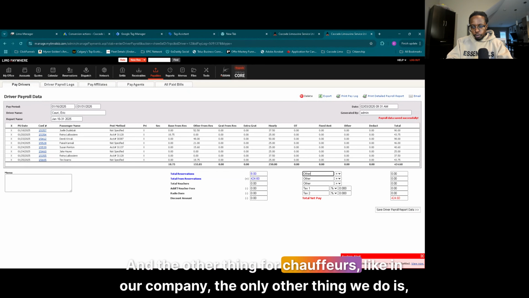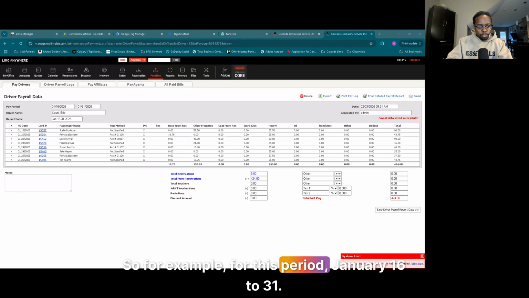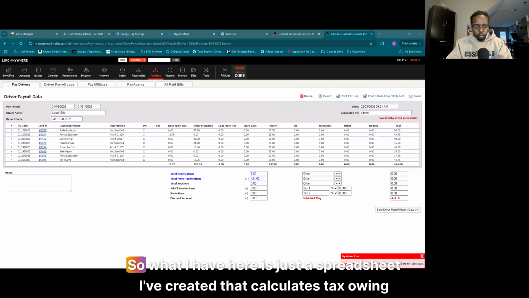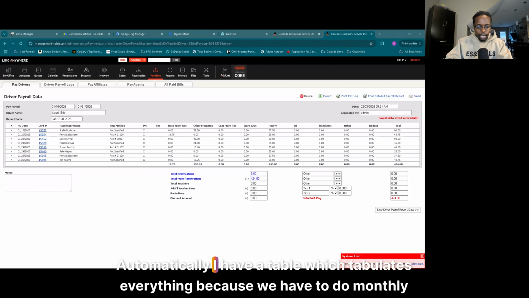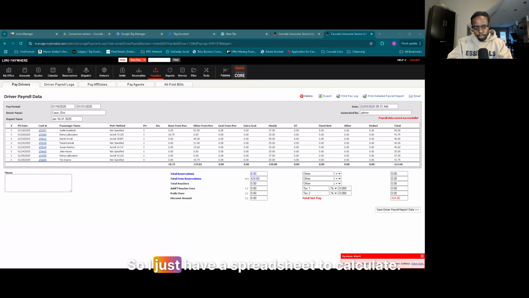And the other thing for chauffeurs in our company, the only other thing we do is we remit employment insurance to the government. So for example, for this period, January 16 to 31, we had 424.60. What I have here is just a spreadsheet I've created that calculates tax owing and payroll remittances automatically. I have a table which tabulates everything because we have to do monthly remittances. I just punch in the number and it does it.